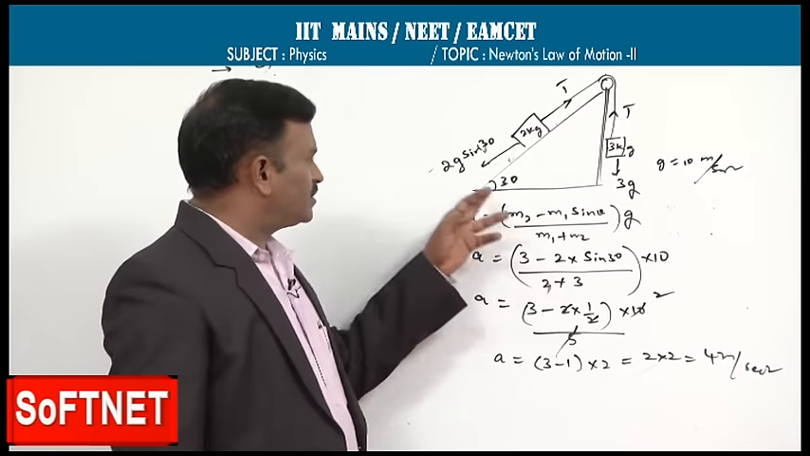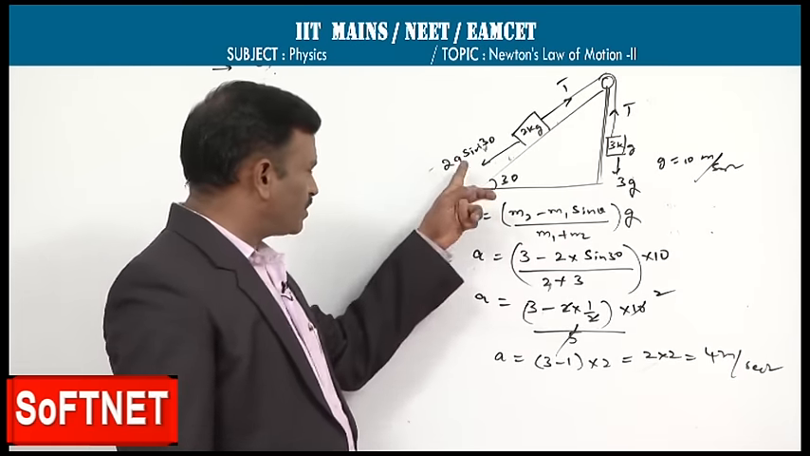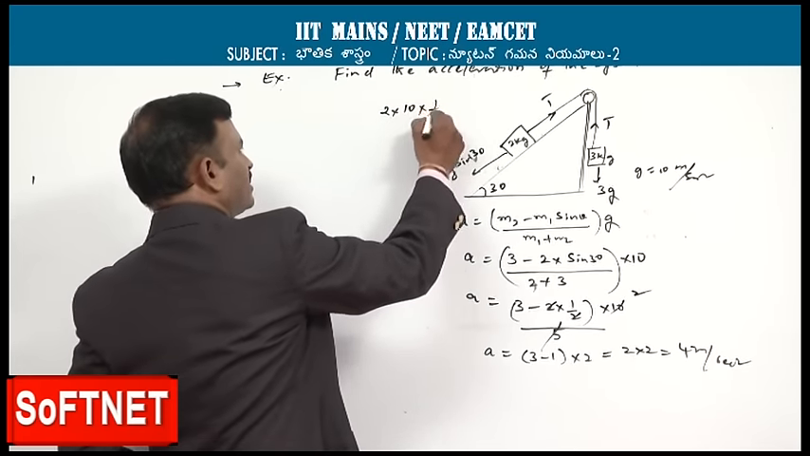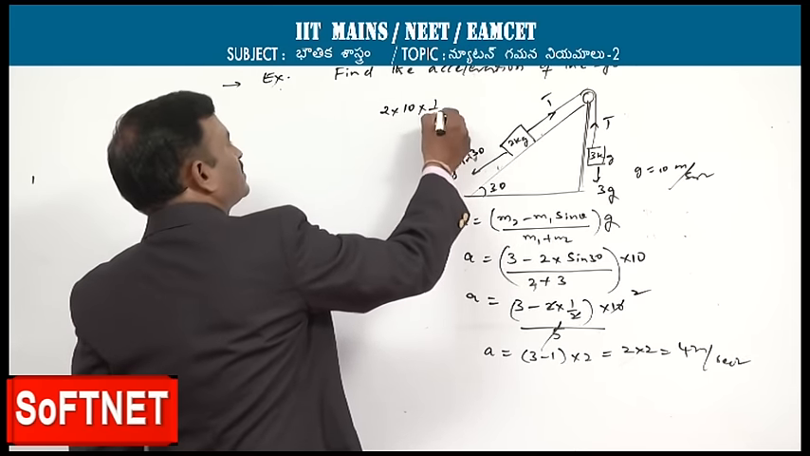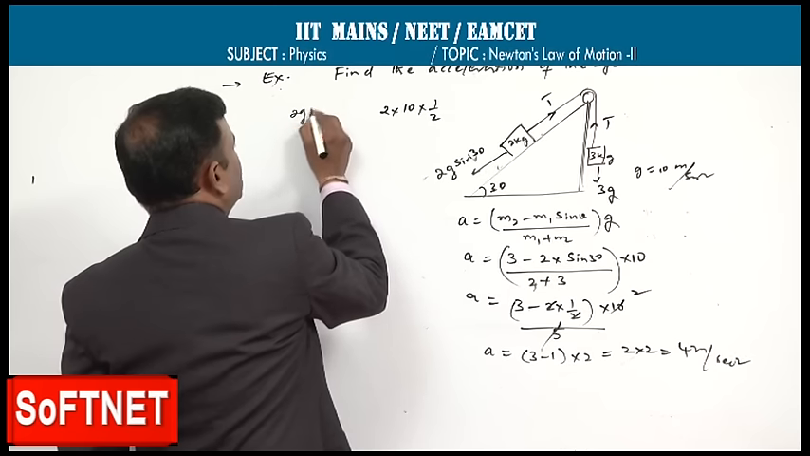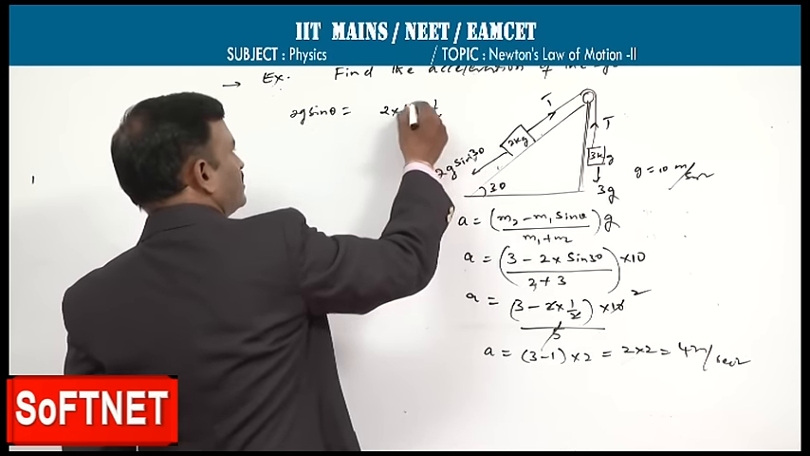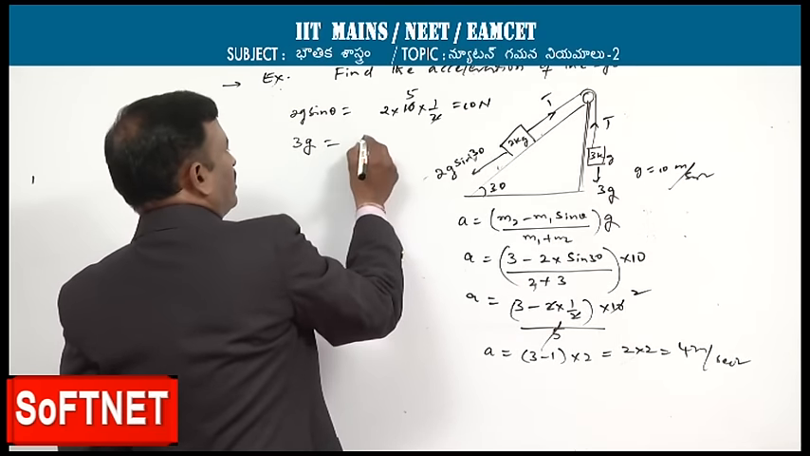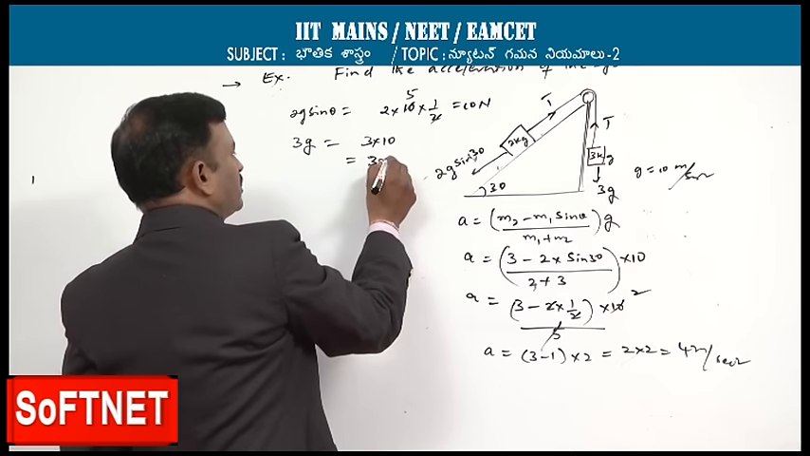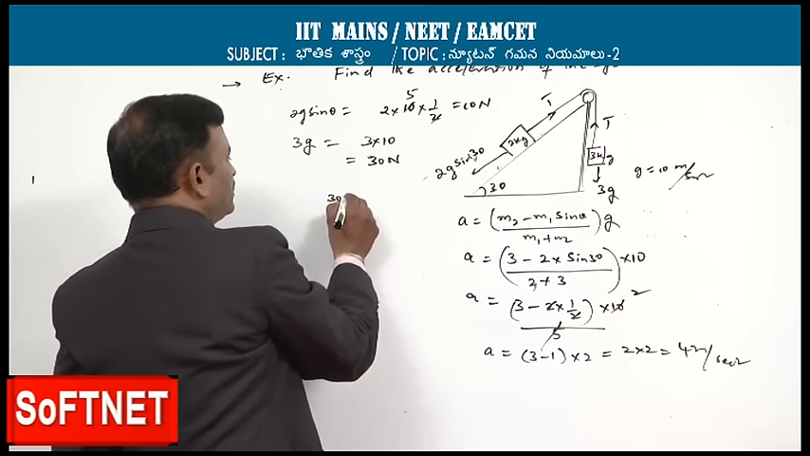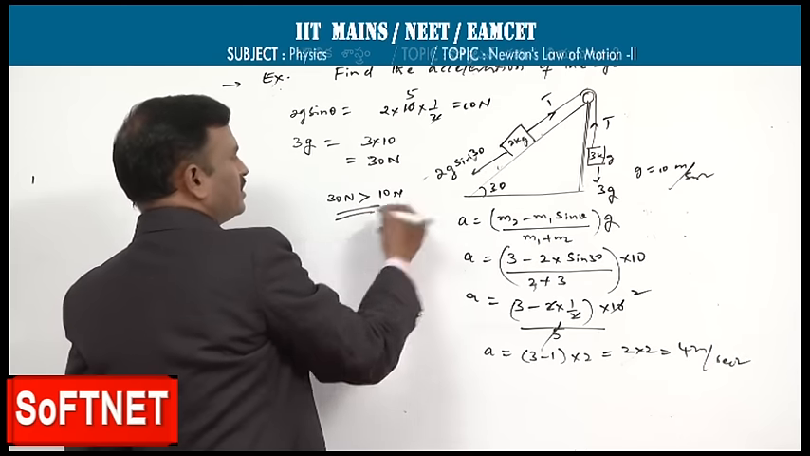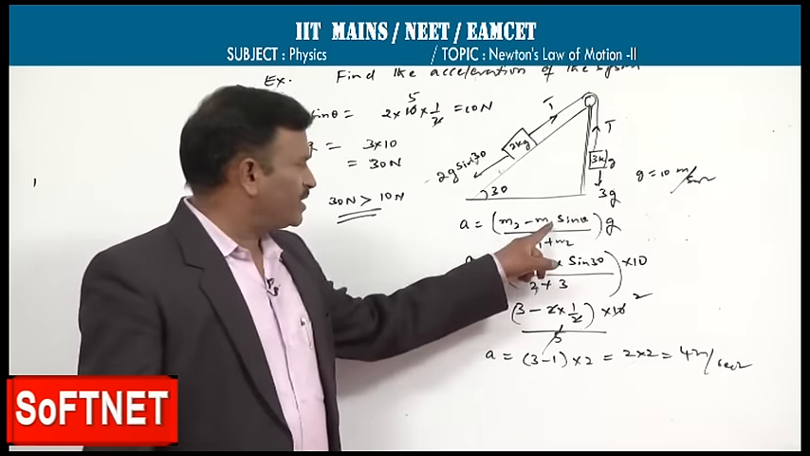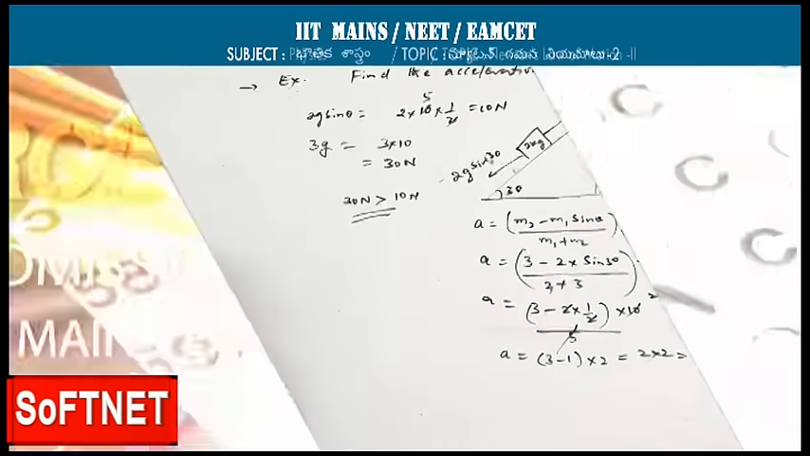Why are we choosing this expression? Because 2 into g, where g is 10, into sin 30 which is 1 by 2, that is the 2g sin theta value we are finding, that is 5 twos are 10 newtons. But 3 into g, where g is 10, is 30 newtons, right? 30 newtons is greater than 10 newtons, so that is the reason we are choosing the direct expression a is equal to m2 minus m1 sin theta by m1 plus m2 into g.